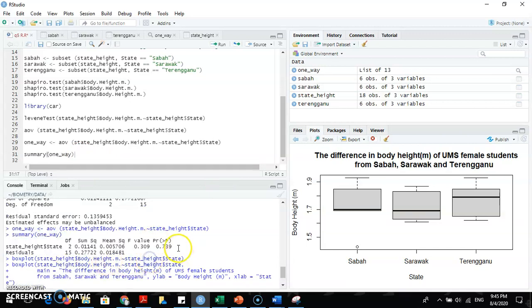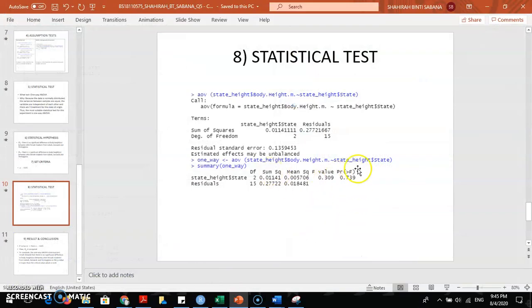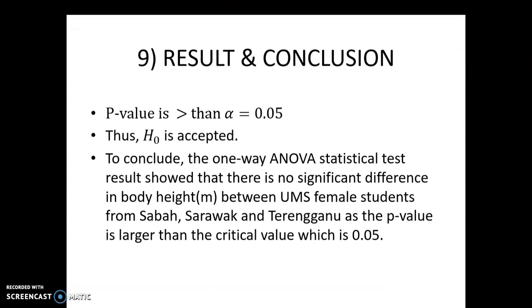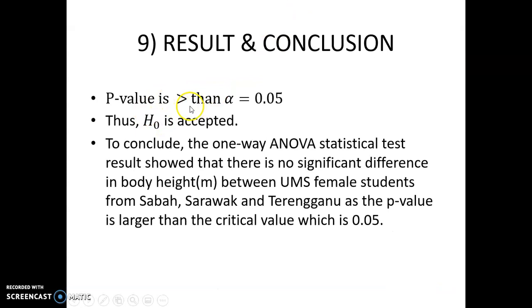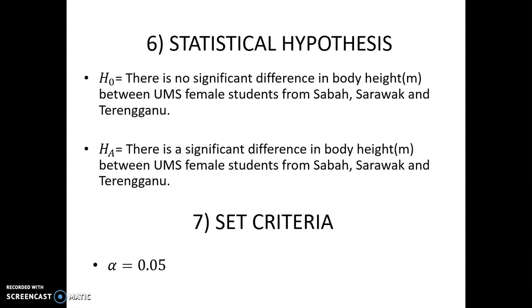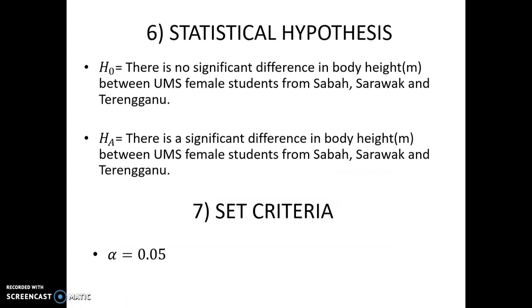And as you can see, the p-value is larger than 0.05. The p-value here is 0.739. Therefore, the p-value is obviously larger than the alpha, which is 0.05. So we accept the null hypothesis that stated before that there is no significant difference in body height in meters between UMS female students from Sabah, Sarawak, and Terengganu.